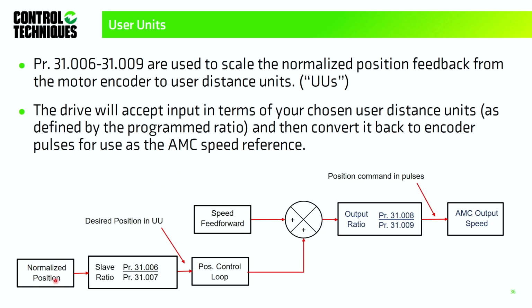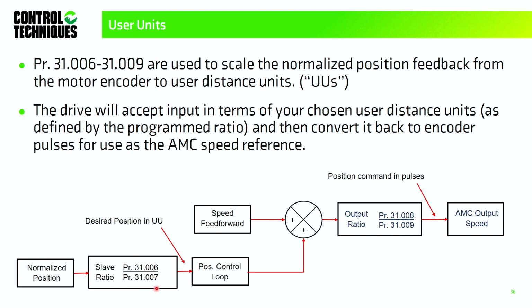Again, the AMC reads the normalized position of the motor. Then it multiplies that value by what's called the slave ratio. And that is determined by the values that you set in 3106 and 3107. So the output of that is the desired position in user units, flows into menu 39, which is the position control loop, and it's summed with a speed feed forward term to produce an output ratio.